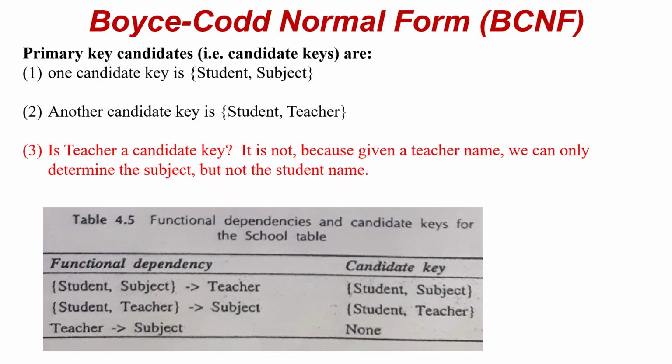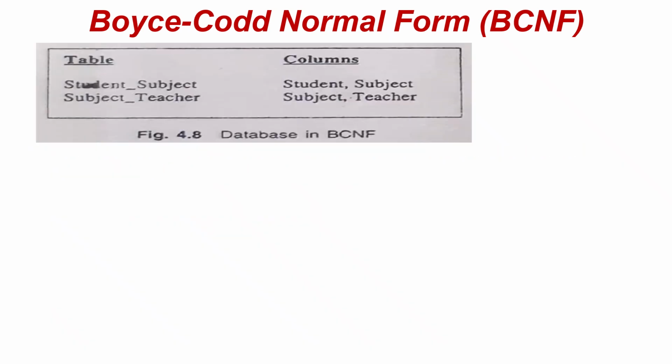So the candidate keys are: one of the candidate keys is student comma subject. Another candidate is student comma teacher. Then we can go for the third case. Is teacher a candidate key? It is not, because given a teacher name, we are able to determine the subject but not which student is studying that subject.